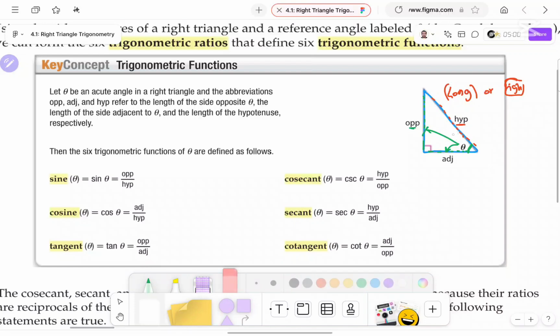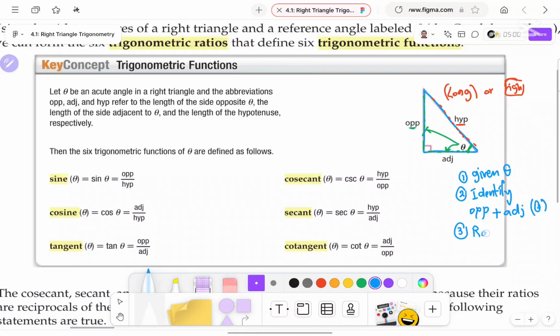So now we need to start to identify the ratio. Number one, we always look at the given angle, the given theta. Which one is the given theta? Number two, we identify the opposite and the adjacent regarding the theta. Number three, we use the ratio of the sine, tangent, or whatever, okay? So that's the first step.